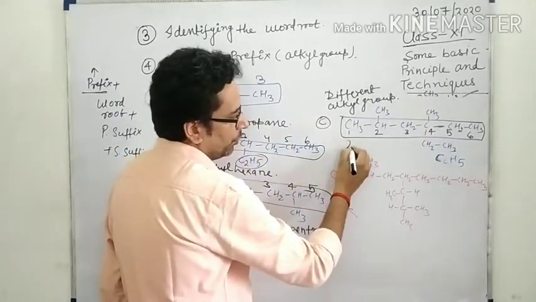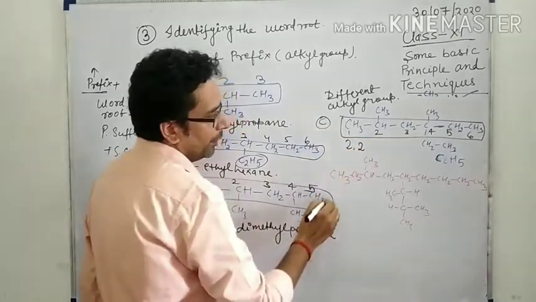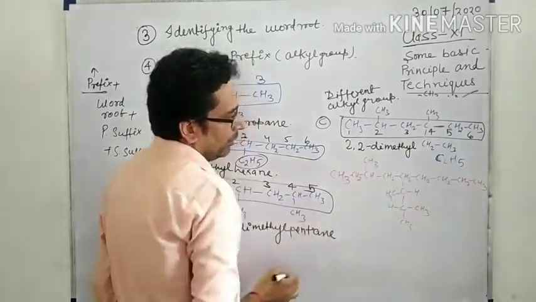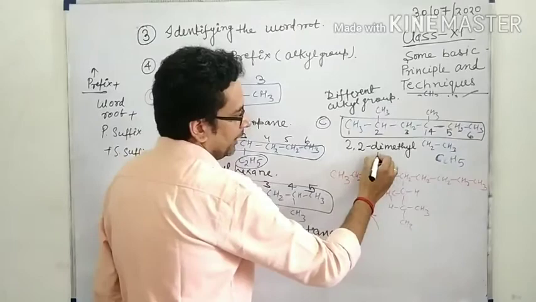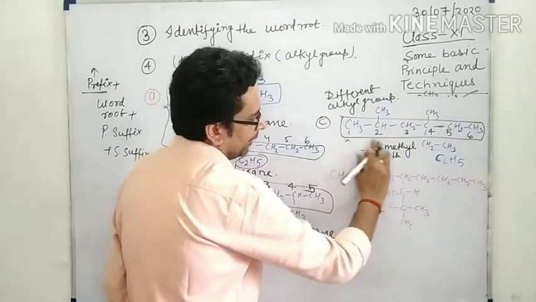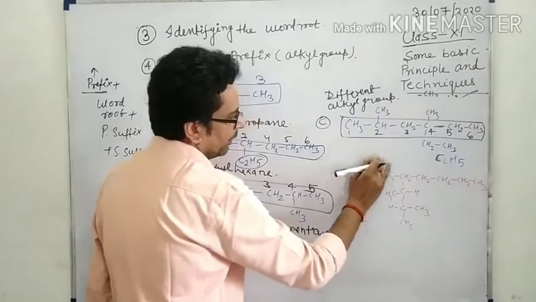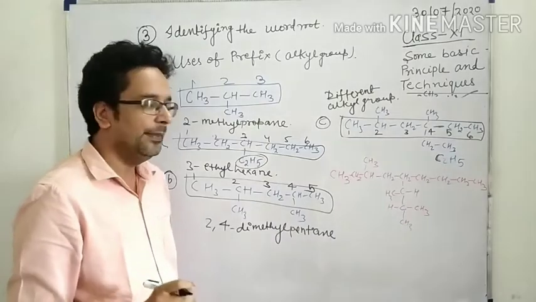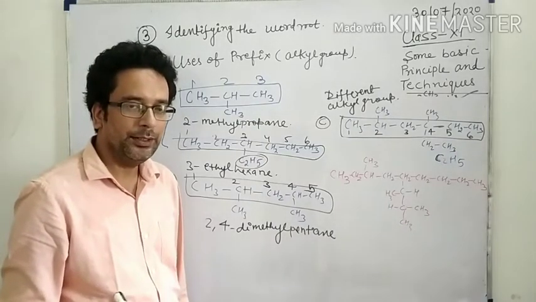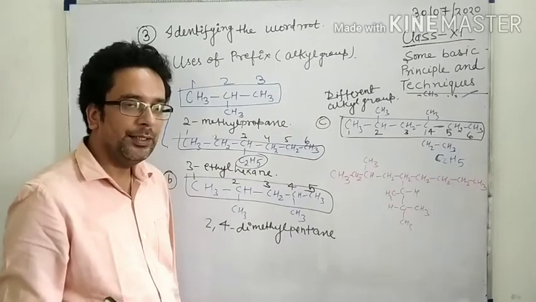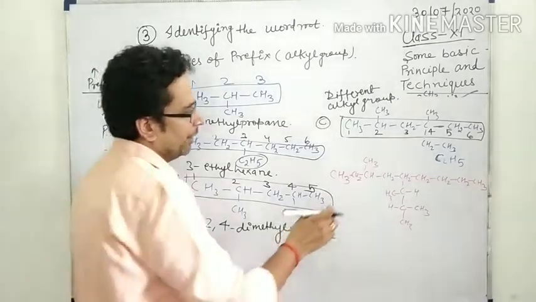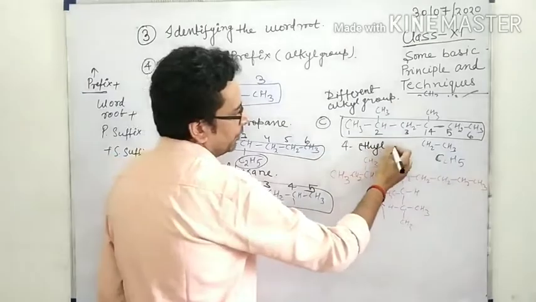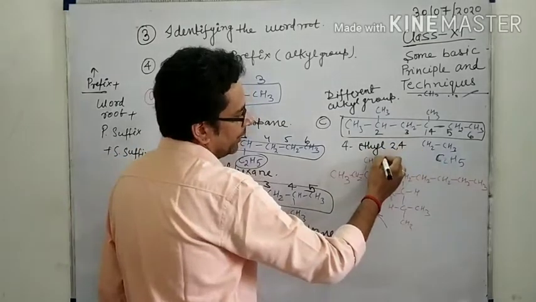Name is 2, 2 dimethyl, okay, 4-ethyl, wait. Okay, now the one point is that when we write the names of substituents, we give the names in alphabetical order. Okay, so look here, 4-ethyl, okay, 2, 4 dimethyl.